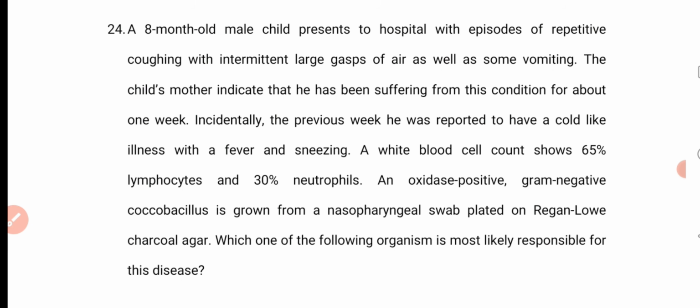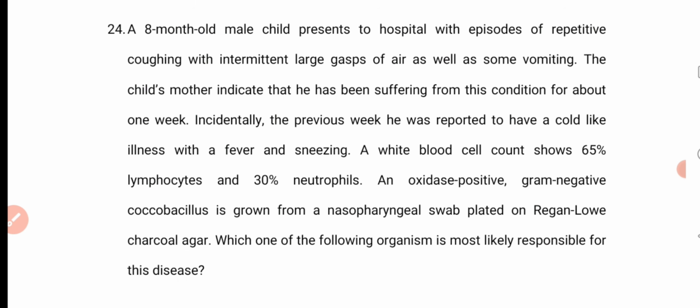Okay, so his mother has been suffering from this condition for about 1 week, and the previous week he was reported to have a cold-like illness with fever and sneezing. The white blood cell count shows 65% lymphocytes and 30% neutrophils. An oxidase-positive gram-negative coccobacillus grew from a nasopharyngeal swab on Regan-Lowe charcoal agar. Which one of the following is responsible for the disease?